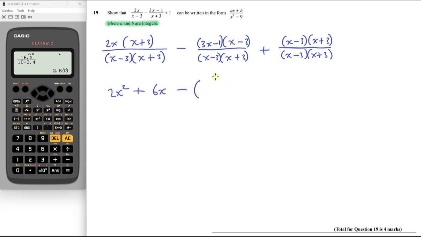So 3x times x is 3x squared. 3x times negative 3 is negative 9x. Negative 1 times x is negative x. And then negative 1 times negative 3 is positive 3. So remember, we're subtracting this whole expression. And then we're adding on. And I don't need to put brackets in, but I'm just going to do it anyway, just to show that it all relates to this fraction over here.